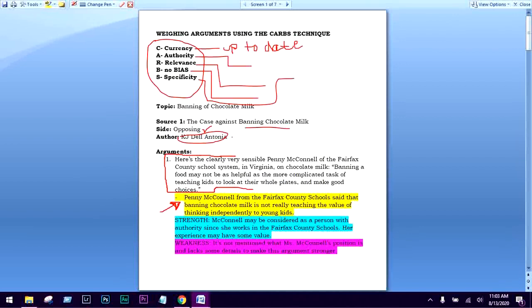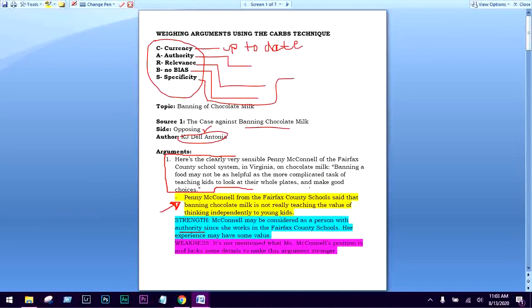Now that is a good evidence. It's showing authority because Mrs. McConnell here, we don't know, but she's working for Fairfax County Schools. The problem is that we don't know what position she's doing. What is she doing, right? It's kind of crazy though, because it's paradoxical. It's somehow a strength and somehow a weakness.